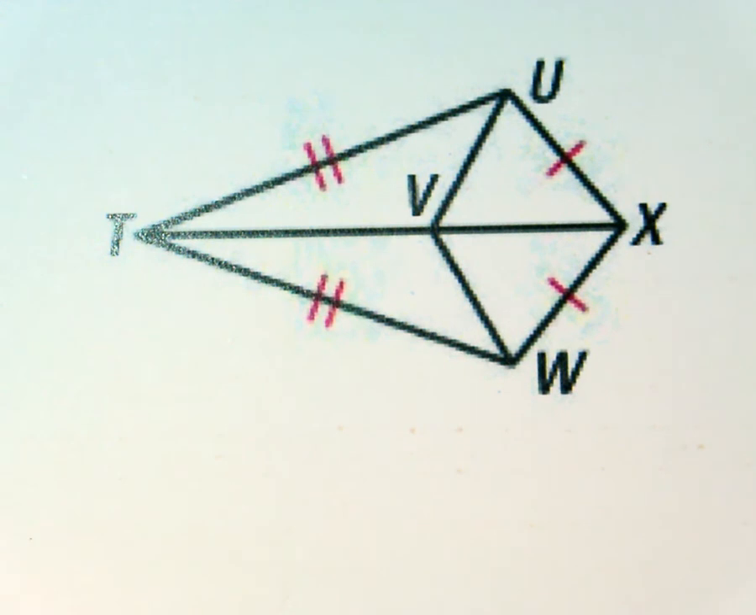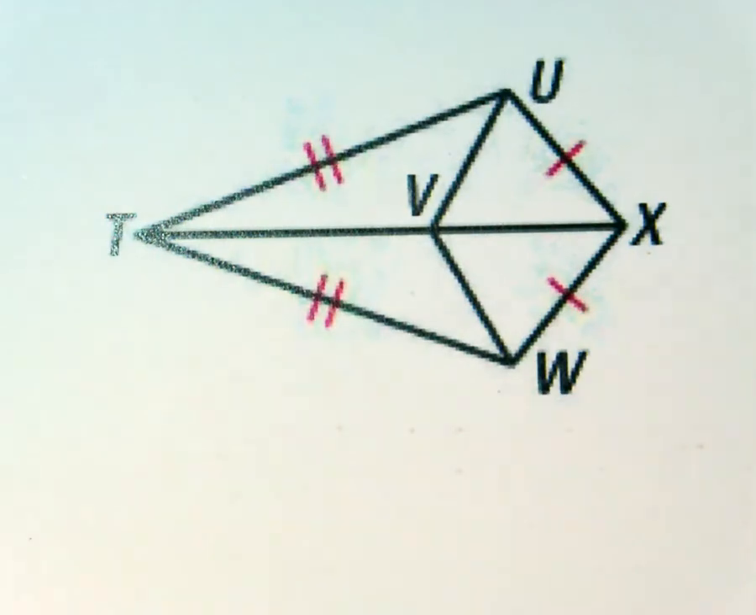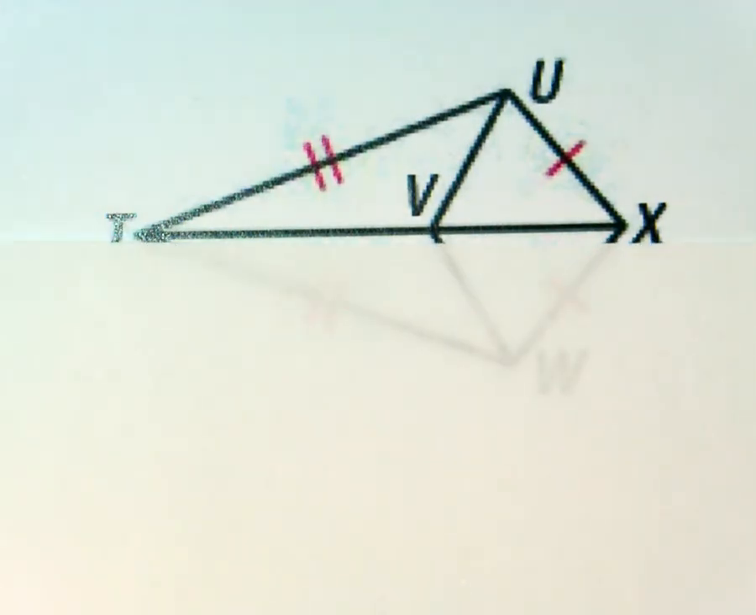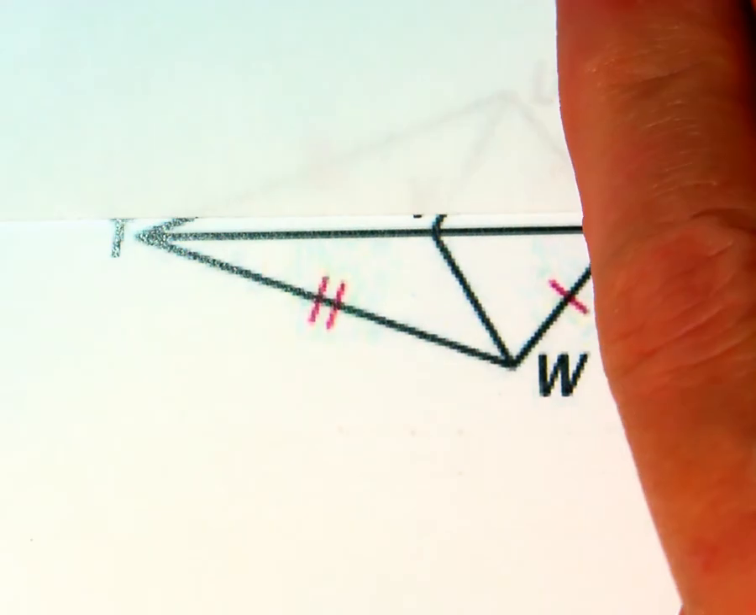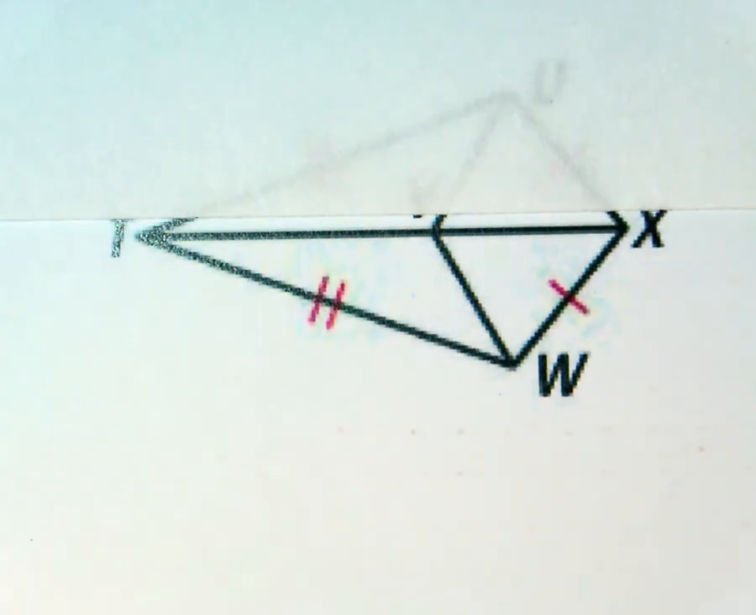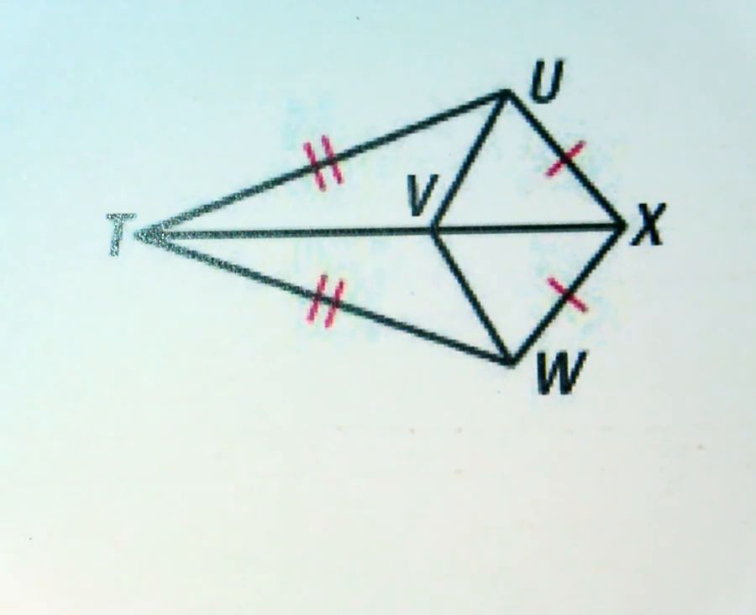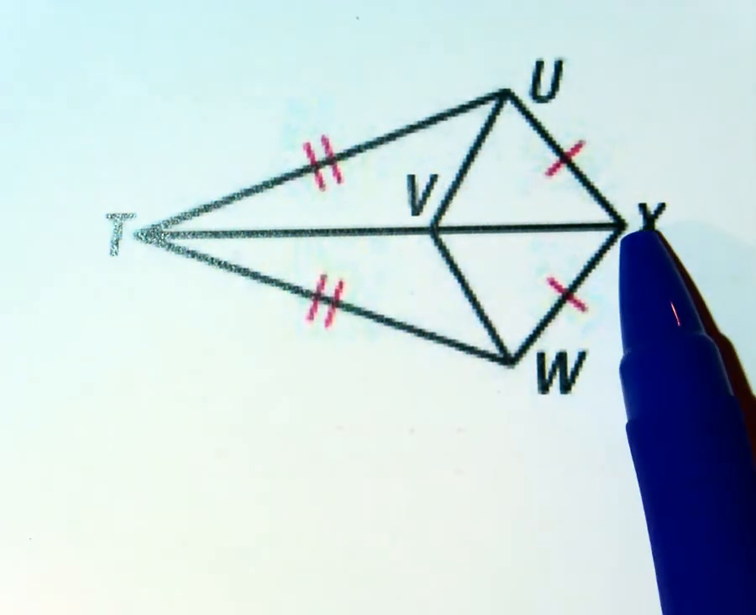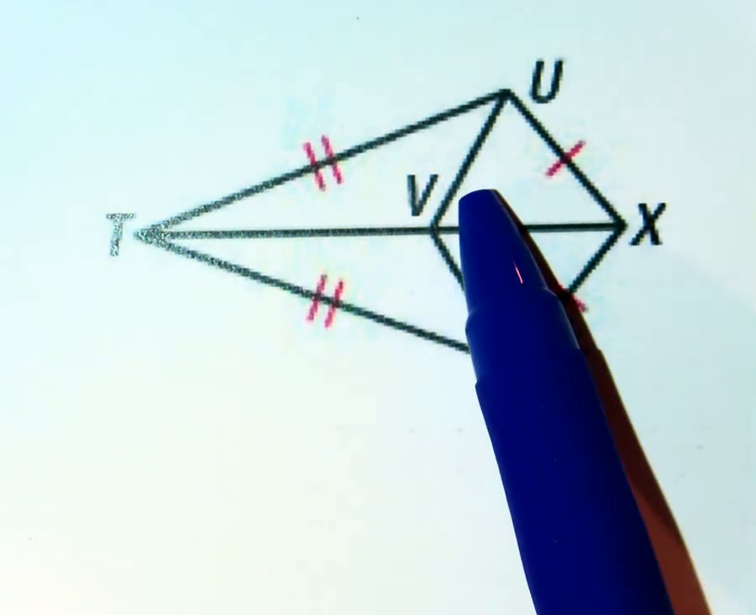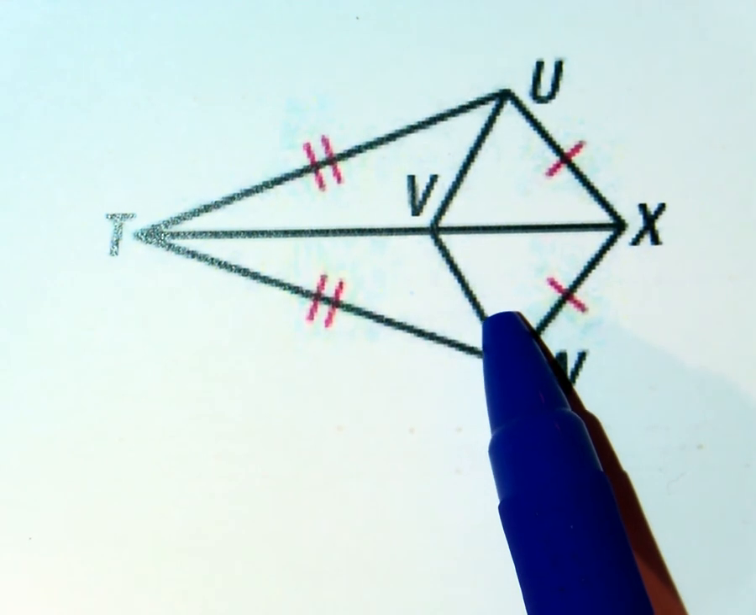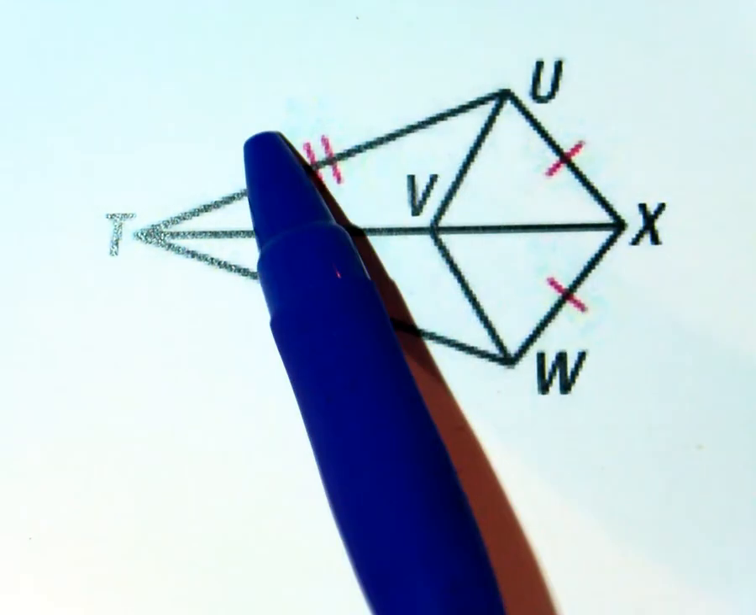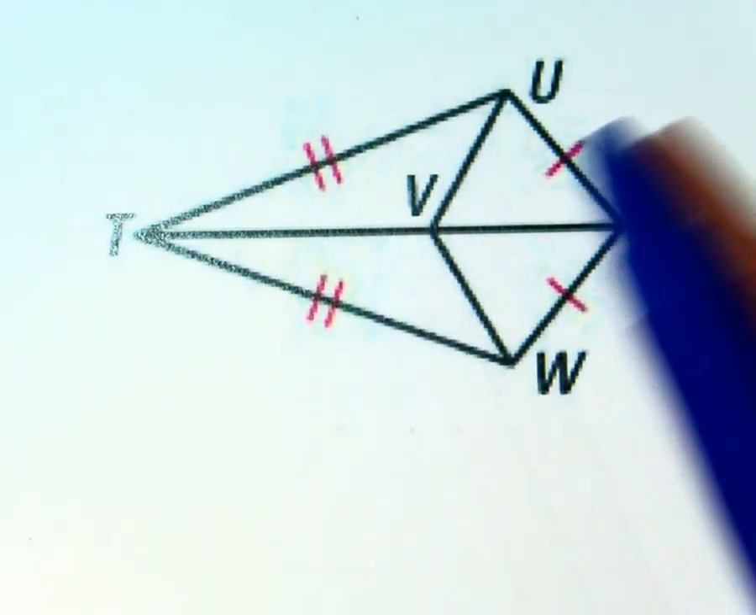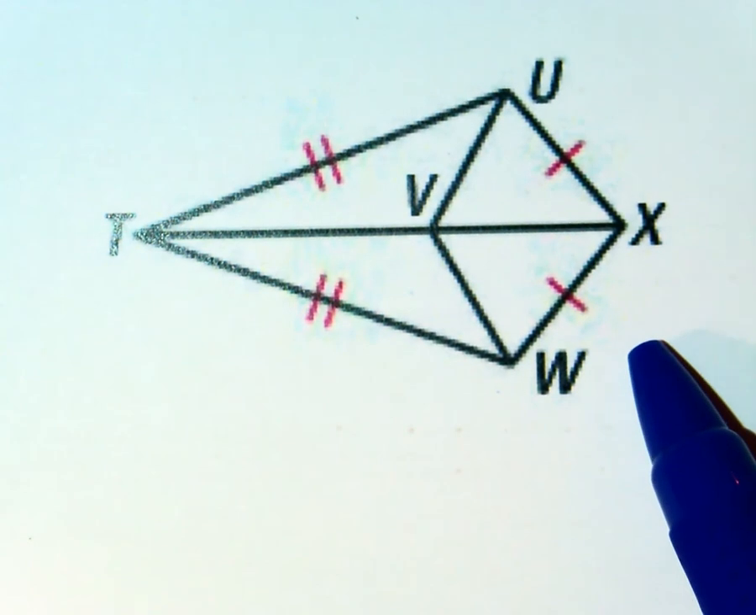You say, well, I can't prove those congruent. Can I prove anything congruent? And yeah, you can. Look here. The top one and the bottom one, you can prove those congruent. How? Well, there's a common side. XT is common to both triangles, so you have side, side, side. The top and the bottom are congruent.